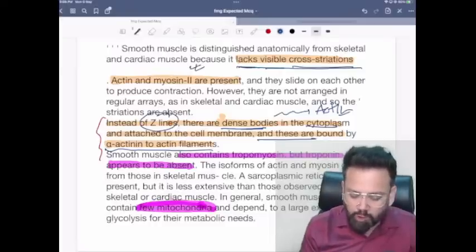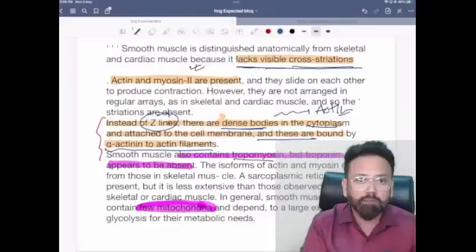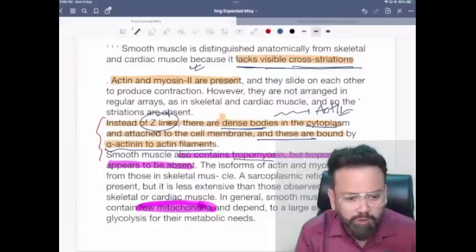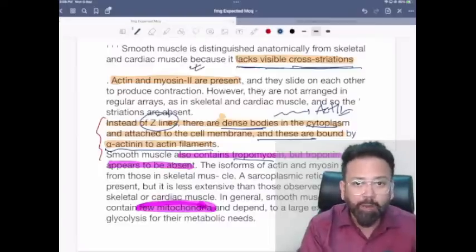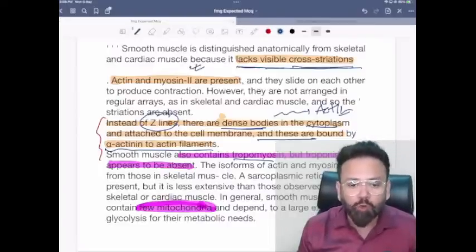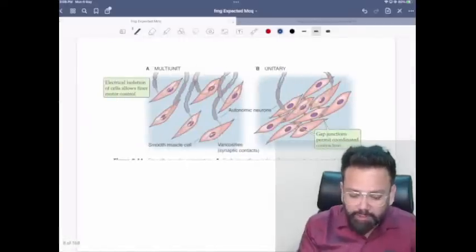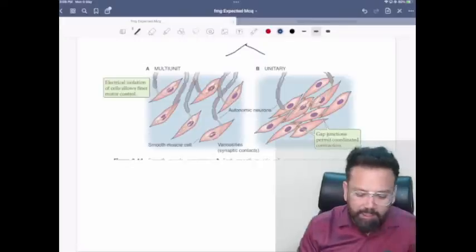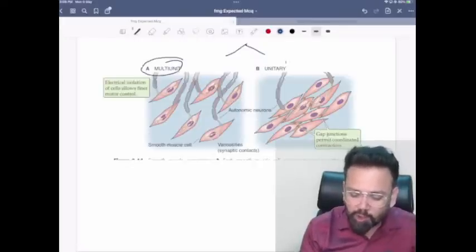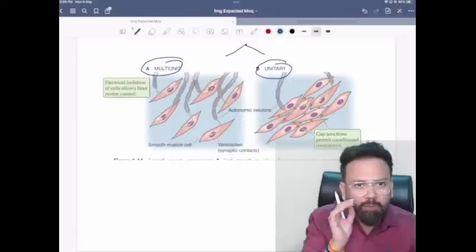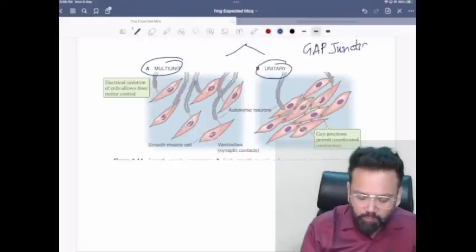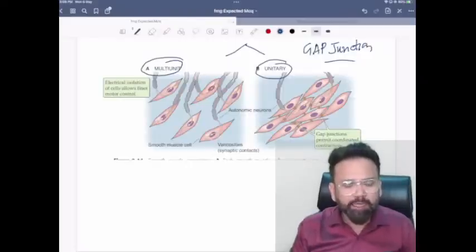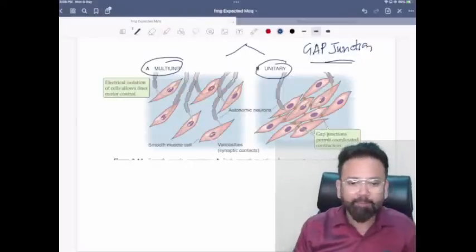Okay, and they also contain tropomyosin, but troponin is absent. So what is present in place of troponin, doctor? It is calmodulin. So in smooth muscles, calcium binds with calmodulin, not with troponin. Next question. There are two types of smooth muscles, one is multi-unit, another is unitary. What is the main important point? In unitary, they are having gap junctions. So the unitary smooth muscles behave like one unit, they have gap junctions.